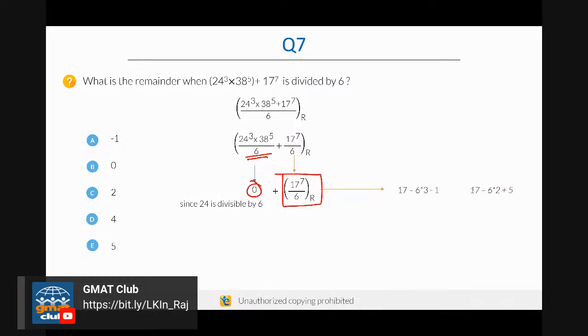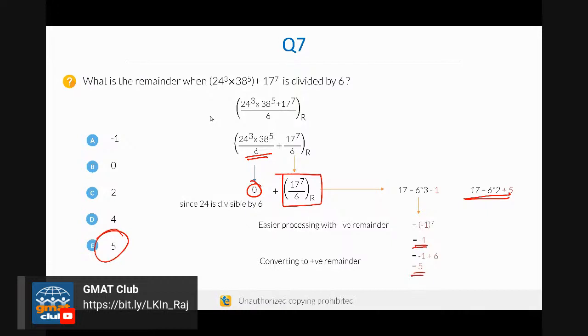Okay. So we express 17 as 6 into 3 minus 1, so 18 minus 1. Why? Because this part over here is very complex. So we get the remainder as minus 1 to the power 7, which is minus 1, which is a negative remainder. In that case, we add the divisor back and we get the answer as 5, which is choice E. Okay. So that's how we do this.